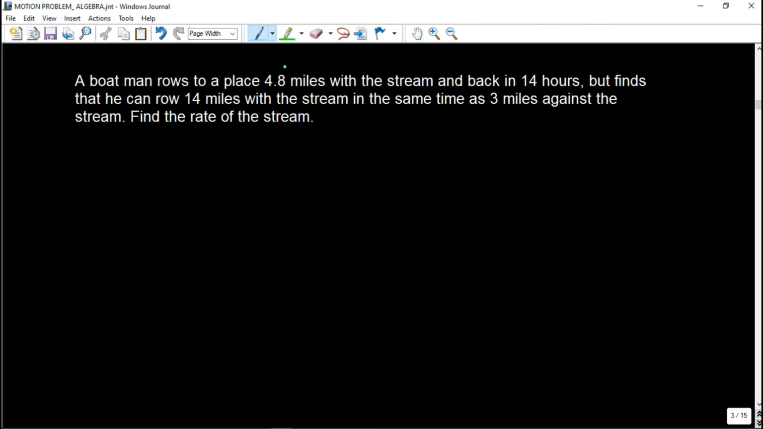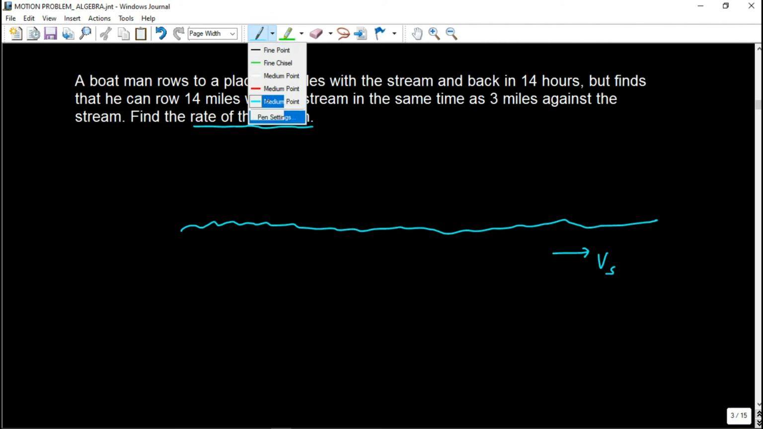Okay, illustrate natin guys yung figure to further understand this problem. Okay, what is required here? Yung required natin dito guys is ano daw yung rate ng stream. So what is the speed of this water? Ano ba yung rate niya? So let's say that the rate of the stream is going here sa right. So V sub S. Then we have the boat.